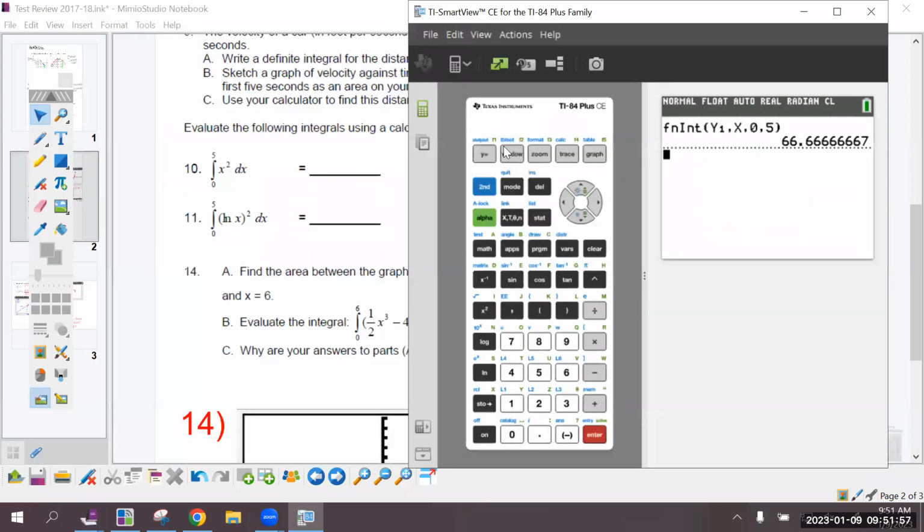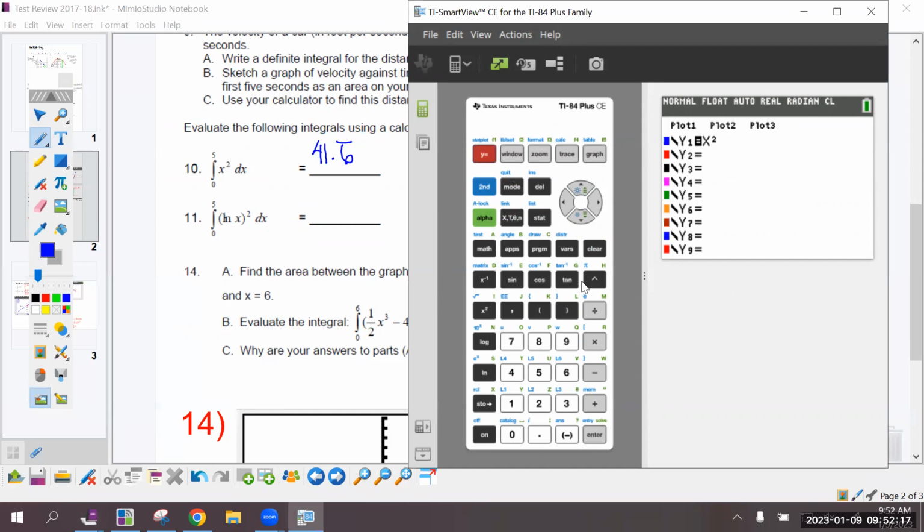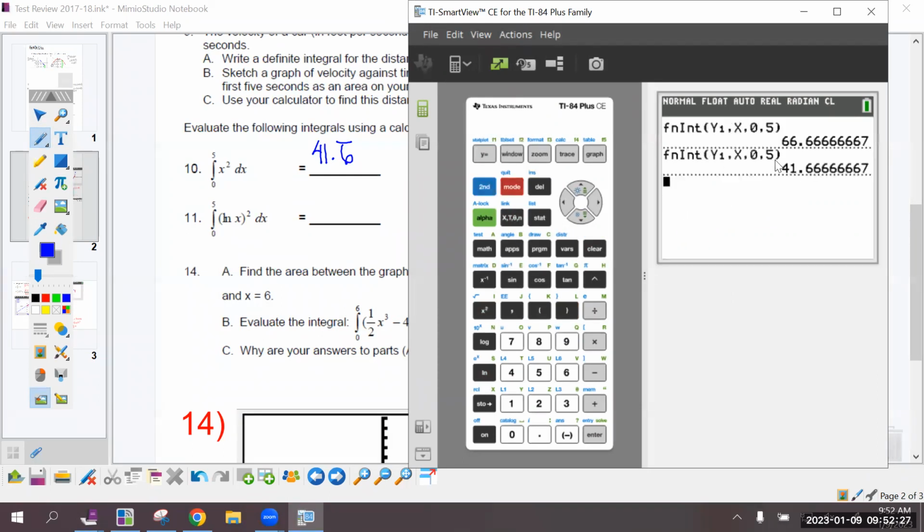All right. I got x squared in y1. Because I already had my integral information typed, I'm going to do second enter. Oh, it's the same bound, 0 to 5, so I'm good. We get 41.6 repeating. So if I just change my y1, I can keep using my integral notation here because it's referencing back whatever I have typed in y1.